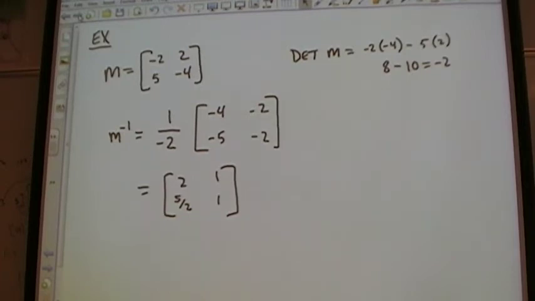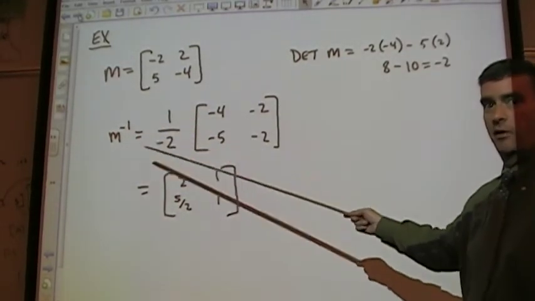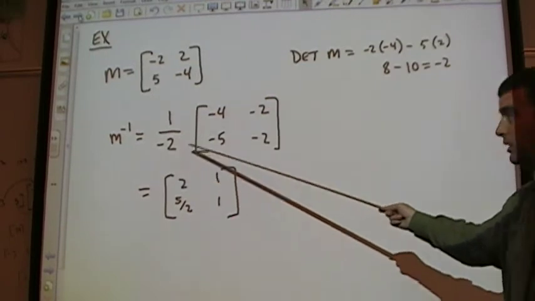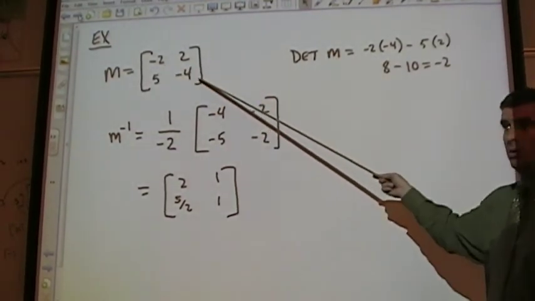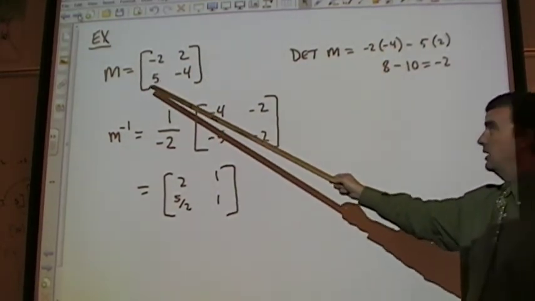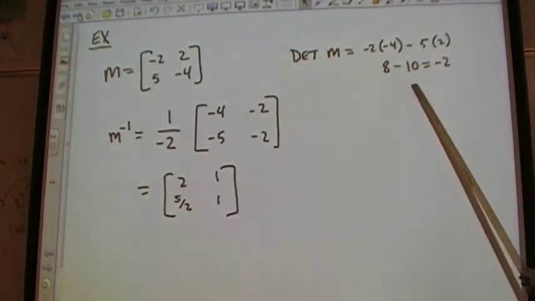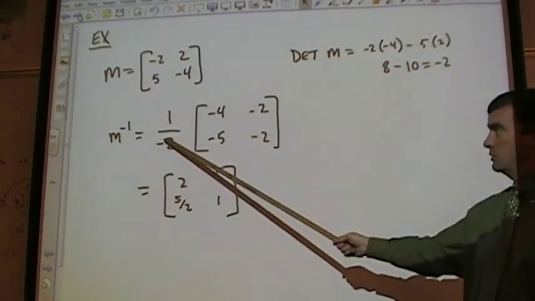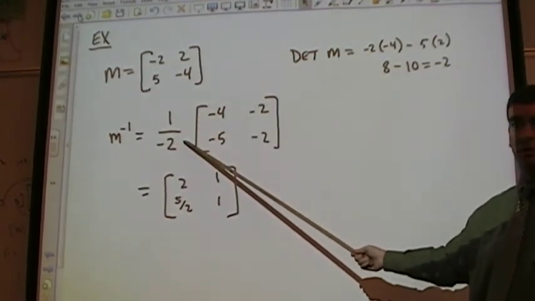All right, so if you have matrix M equal -2, 2, 5, -4, find its inverse. So we start out by doing 1 over the determinant. How do I find the determinant? You do -2 times -4, which is 8, minus 5 times 2, which is 10. So what's your determinant? -2. So that has to go here, 1 over the determinant. Any questions so far?